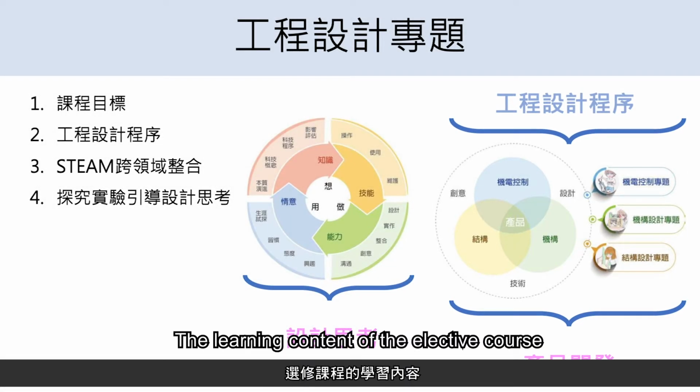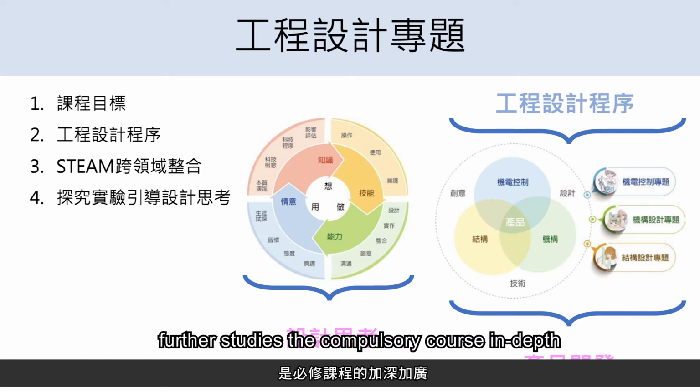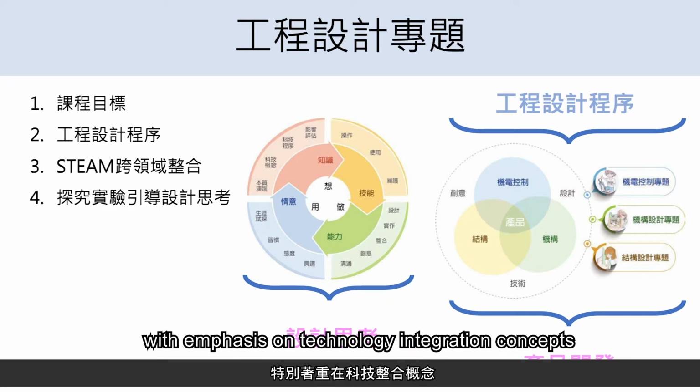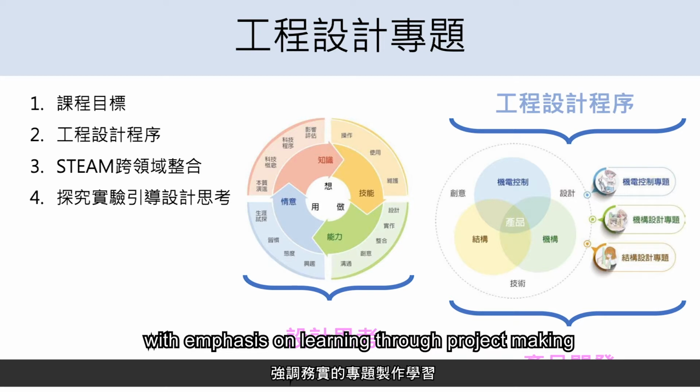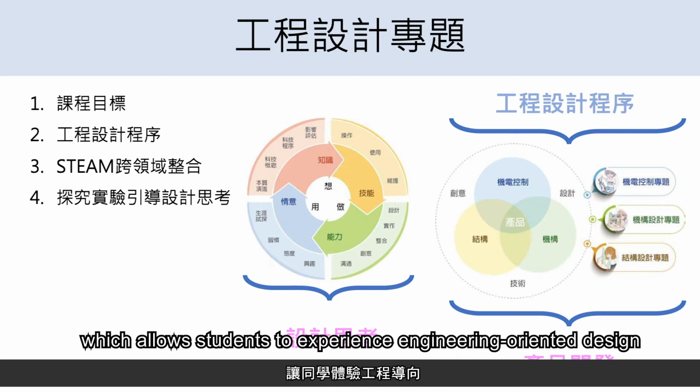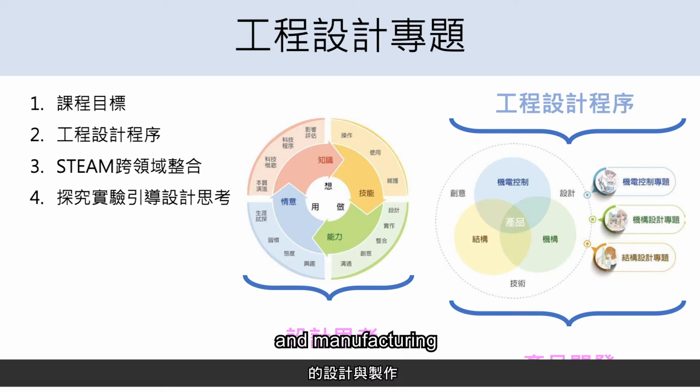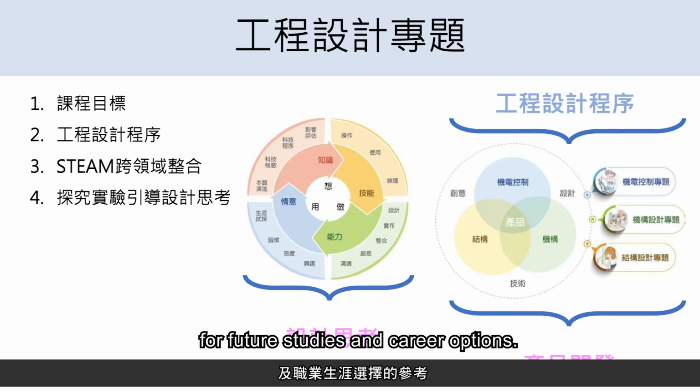The learning content of the elective course further studies the compulsory course in depth, with emphasis on technology integration concepts that explore the building of practical capabilities, with emphasis on learning through project making, which allows students to experience engineering-oriented design and manufacturing, and provides them with reference for future studies and career options.